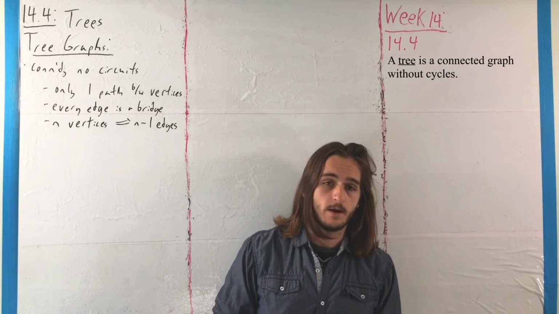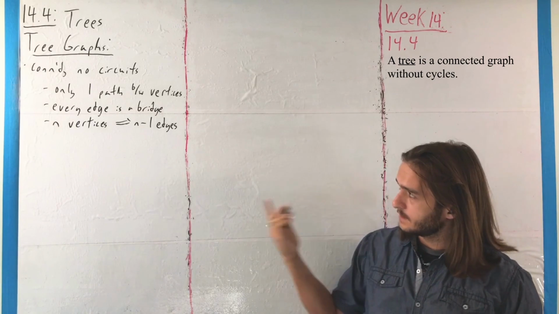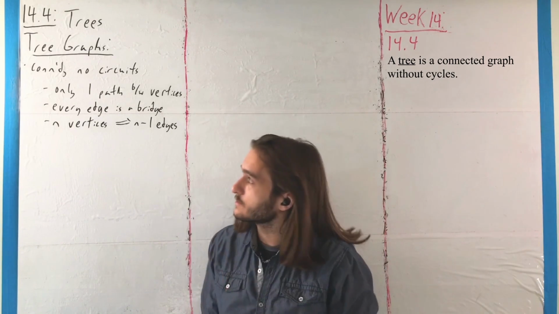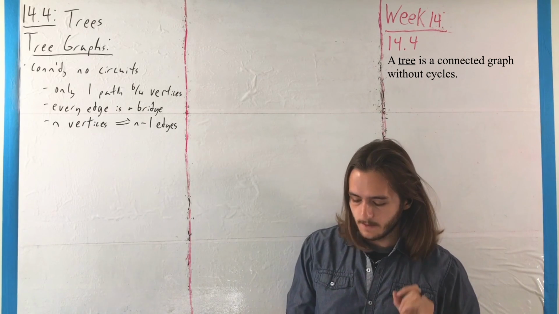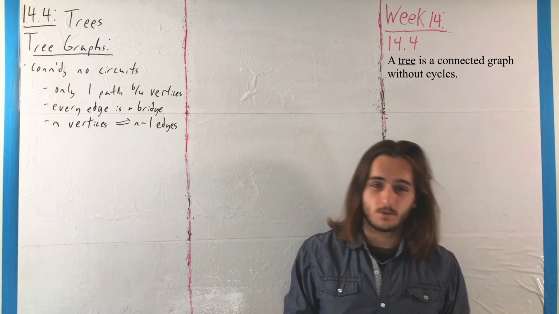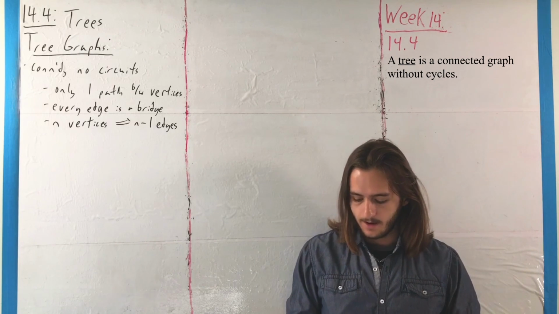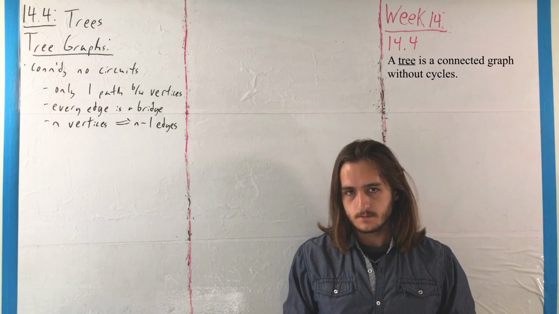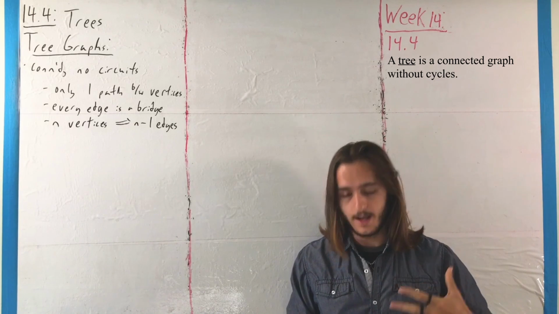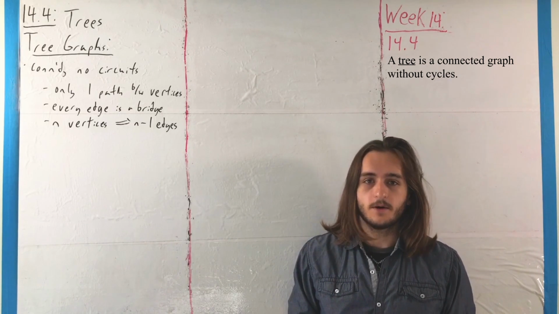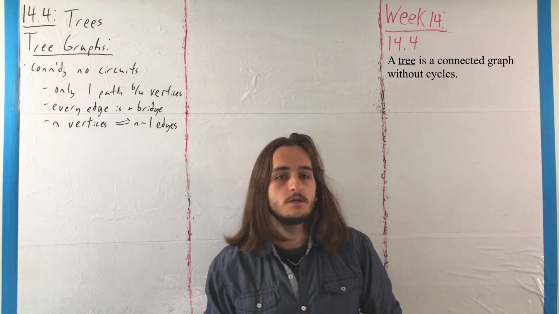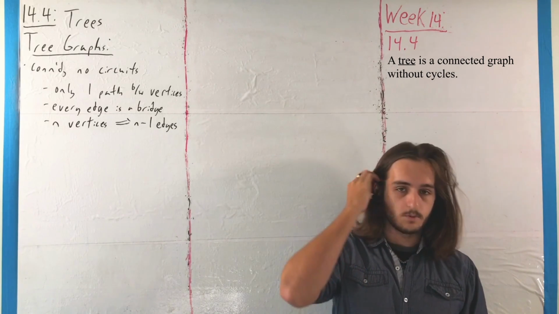Maybe. Anyway, what we're looking at here are these kinds of graphs where we have three properties that come as a result of this construction. There is one and only one path between any pair of vertices. Every edge is a bridge: if you remove any one edge, you'll end up with two components. And if you have n vertices, you must have n minus 1 edges.